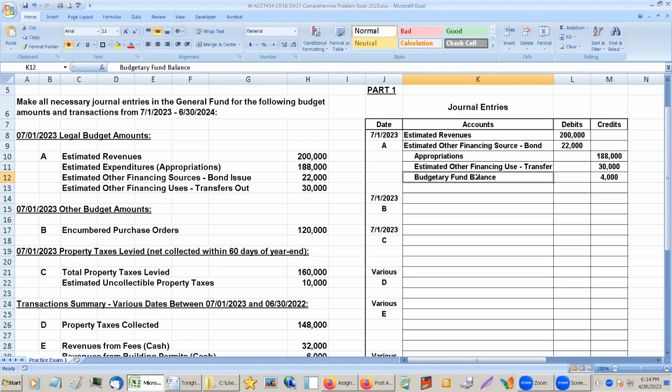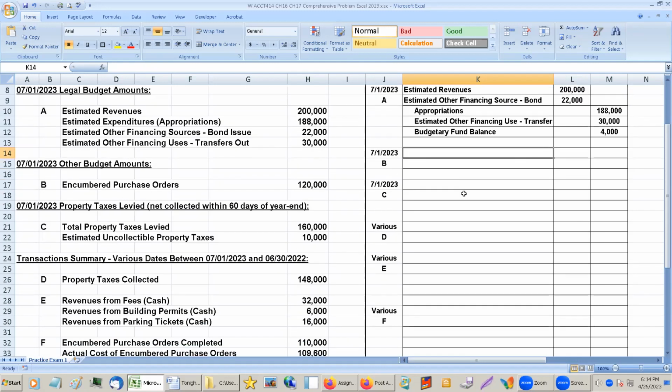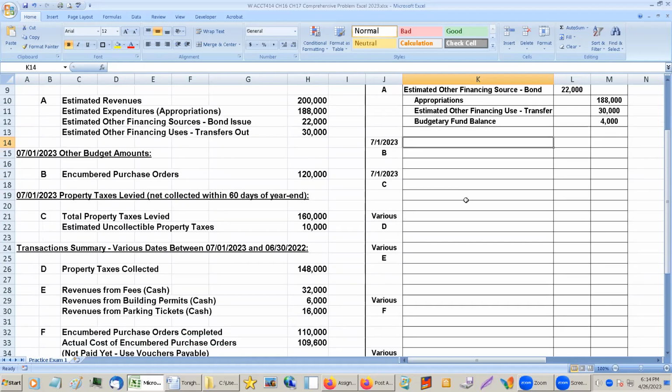And at the end of the year, they reverse it out and put the real one in. Okay, so B. Oh, encumbered purchase orders. Another thing that happens a lot of times at the beginning of the year is when they make their budget, they automatically go in and start encumbering all the purchase orders. And so that's just encumbrance account.